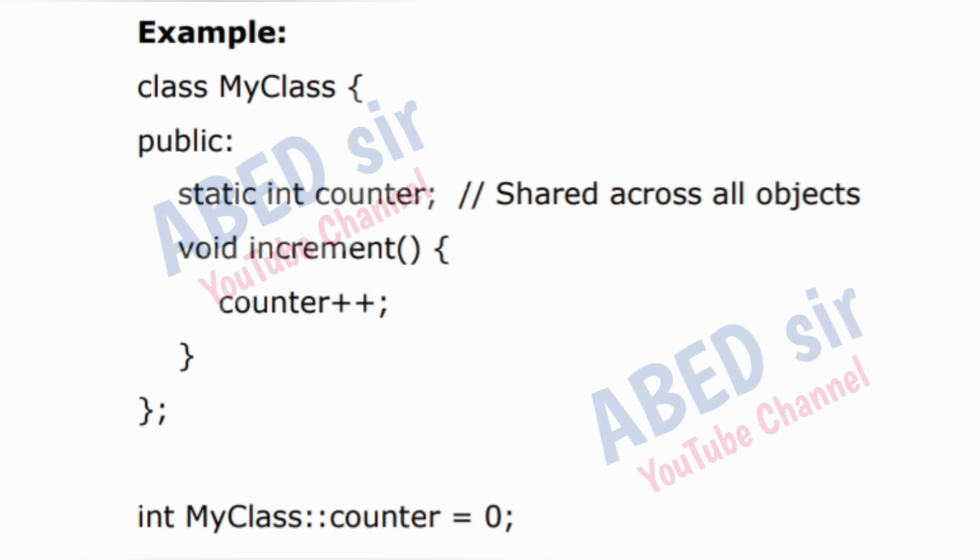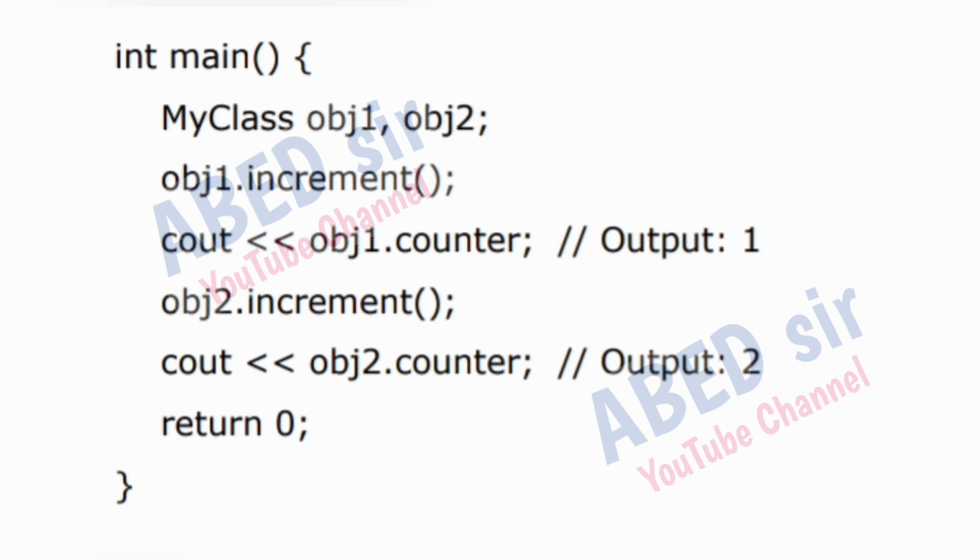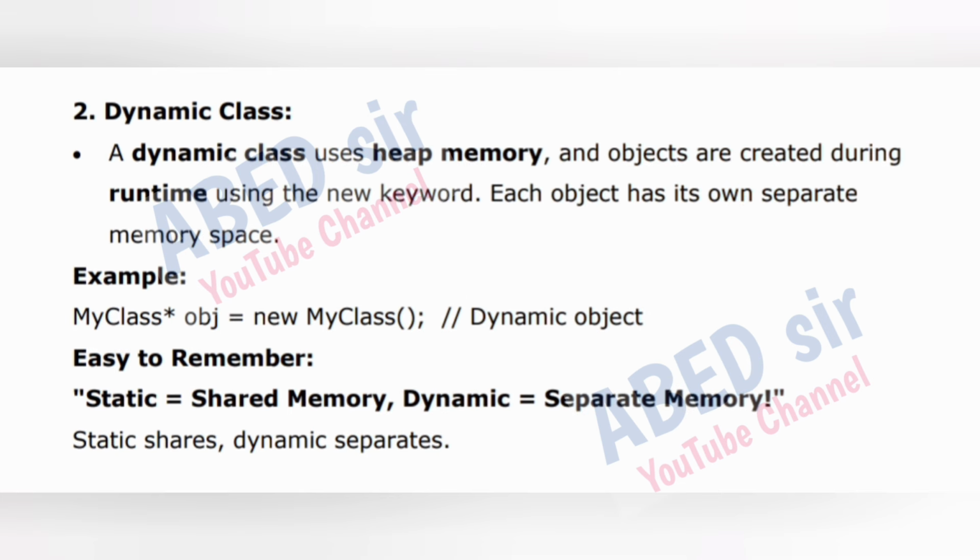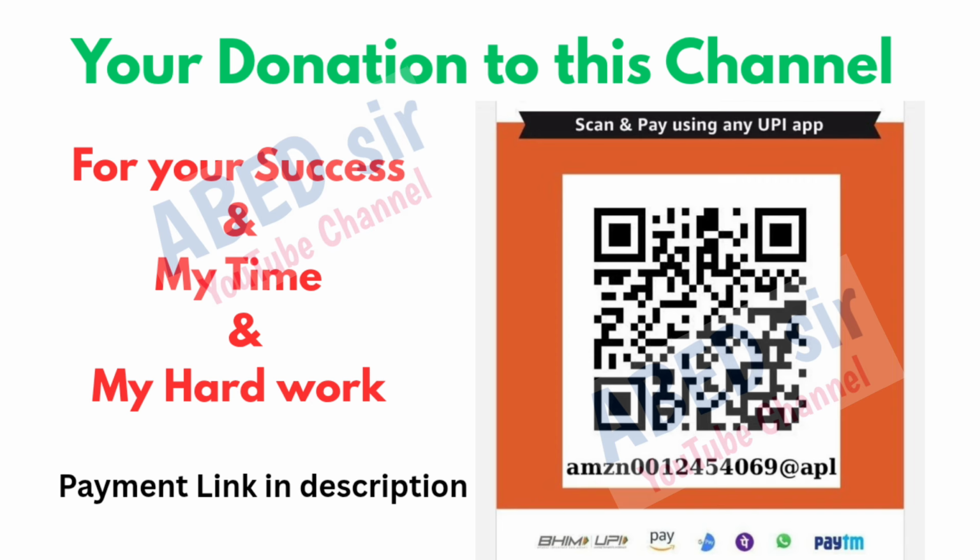Example. Two. Dynamic class. A dynamic class uses heap memory, and objects are created during runtime using the new keyword. Each object has its own separate memory space. Example. Easy to remember. Static is equal to shared memory, dynamic is equal to separate memory. Static shares, dynamic separates. Next.